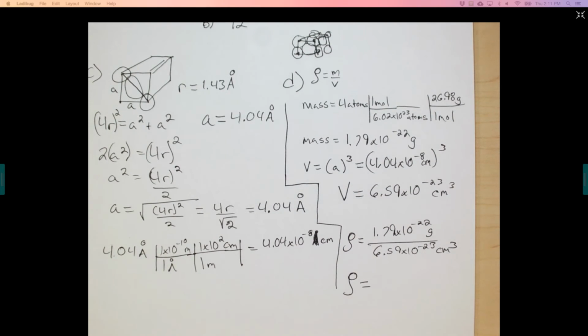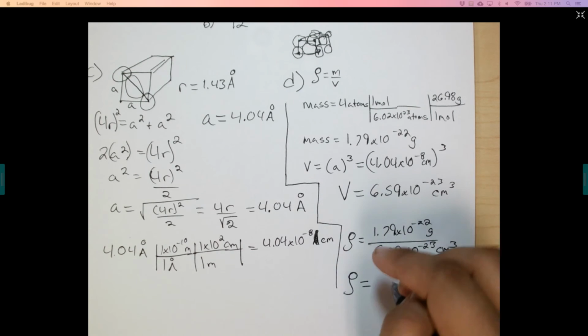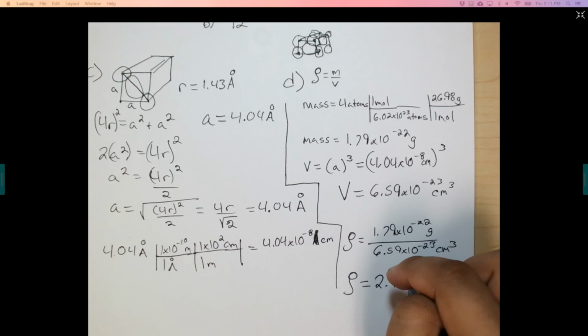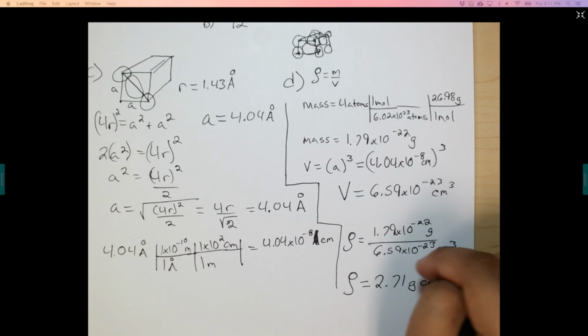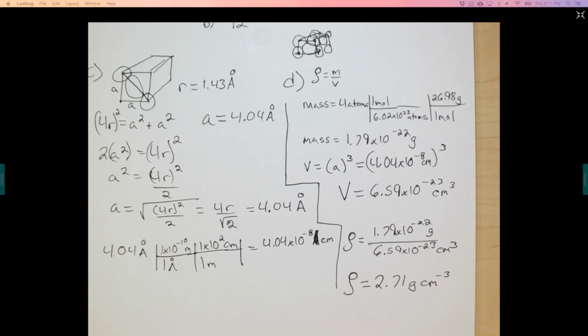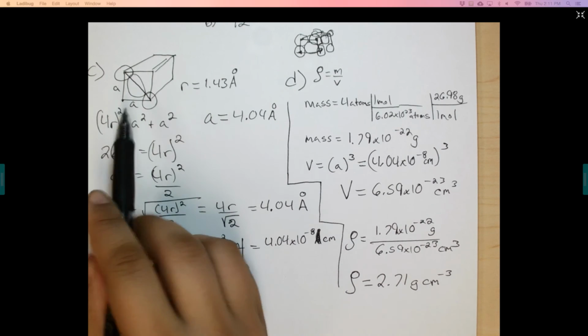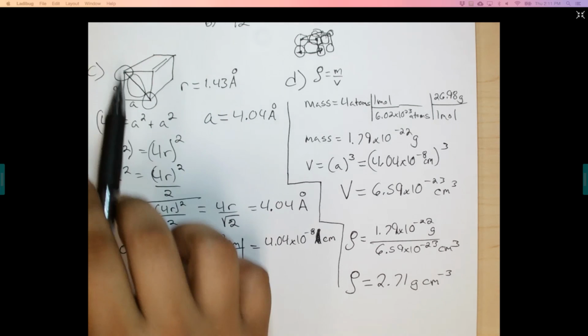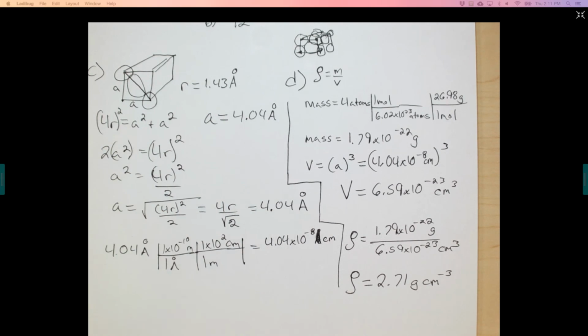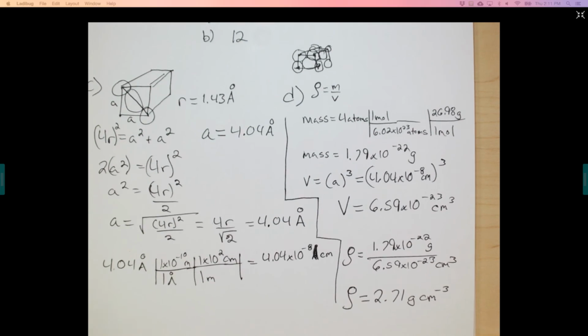We have now solved for the density: 1.79 times 10 to the negative 22 divided by 6.59 times 10 to the negative 23, and we see that it's 2.71 grams per centimeter cubed. So we have the density by just knowing the structure and atomic radius, which will give us volume, and from there we can use all the rest of our techniques.